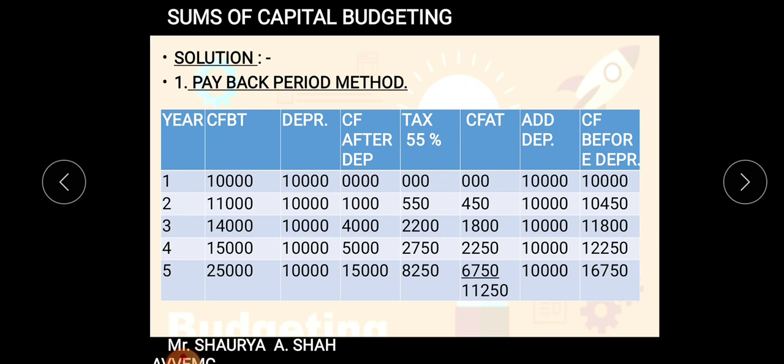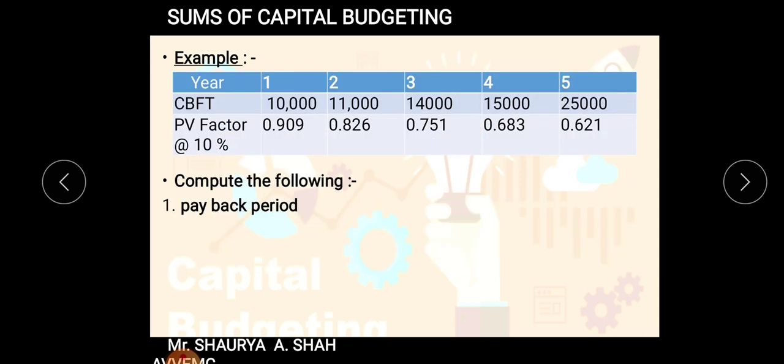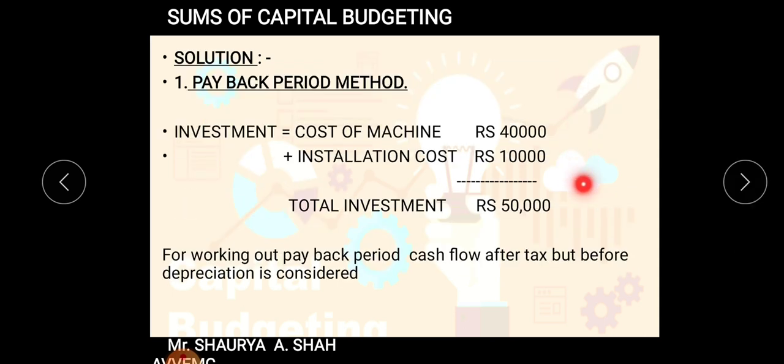So the payback period will be counted from this column, dear students, right? Again, what is my investment total? My investment is 50,000 rupees. So I need to find out in which year I will receive my 50,000 rupees back, right?